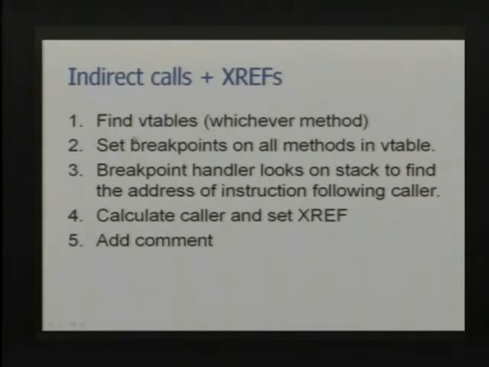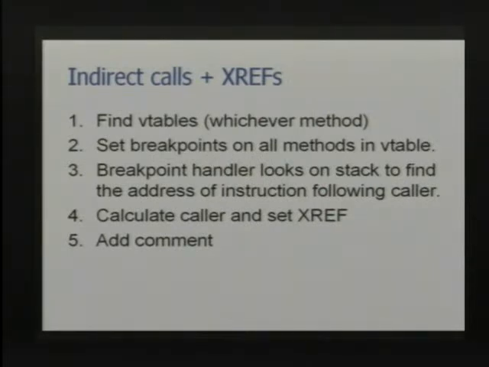So what you're going to do is set a breakpoint on all the methods in the vtable. Then you write some test code to execute the program, or maybe you just run whatever software it is, and you're going to start hitting those breakpoints as the program is running. Once it hits a breakpoint, it looks on the stack to figure out who called it, then goes to that location and creates a cross-reference for the function or method that just got called. If you want, you can also set a comment in the database so that it shows you where it's going.